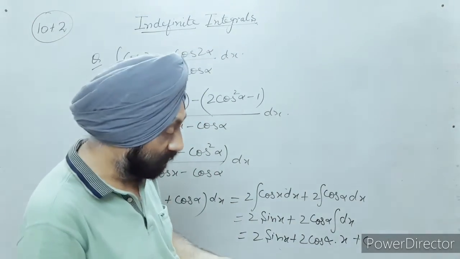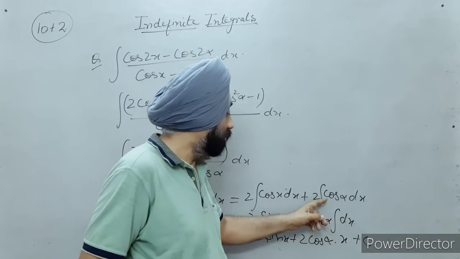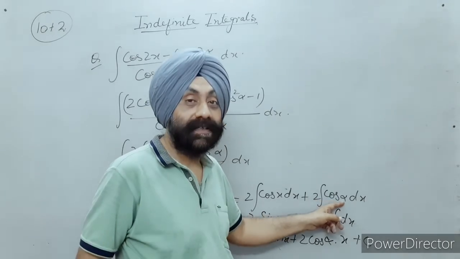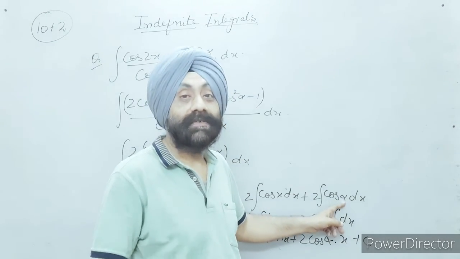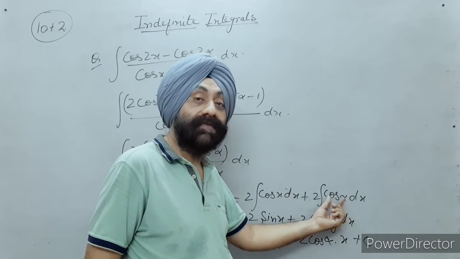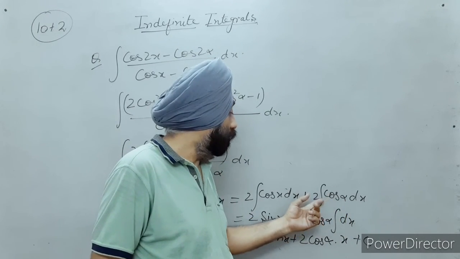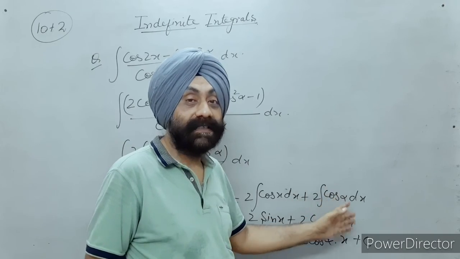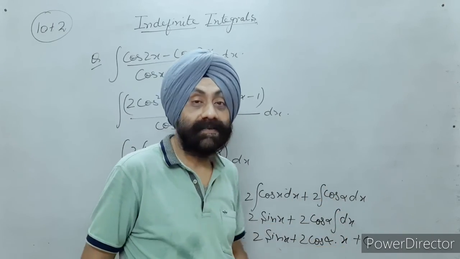Maximum number of students will commit a mistake over here. That is, sir, integral of cos alpha is simply sin alpha. No, we are integrating with respect to x. So we treat this cos alpha as a constant. We take it out. So 2 cos alpha is out. The integral of 1 is x. We get the net result.